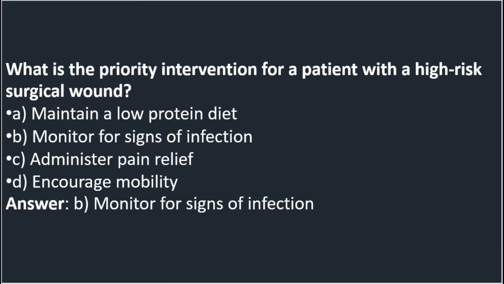Question 5. What is the priority intervention for a patient with a high-risk surgical wound? Option A, maintain a low-protein diet. Option B, monitor for signs of infection. Option C, administer pain relief. Option D, encourage mobility. Answer is B, monitor for signs of infection.